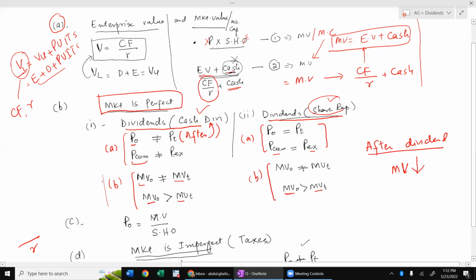This point is similar in both cases, but point A is slightly different. Everything clear so far, students?